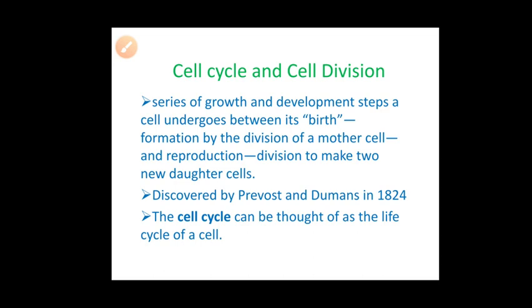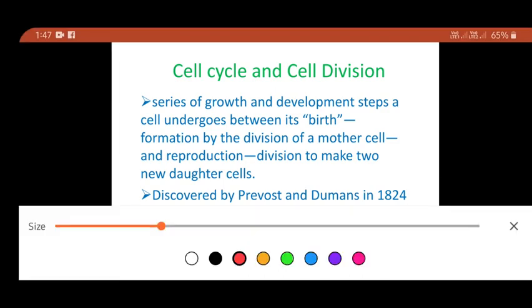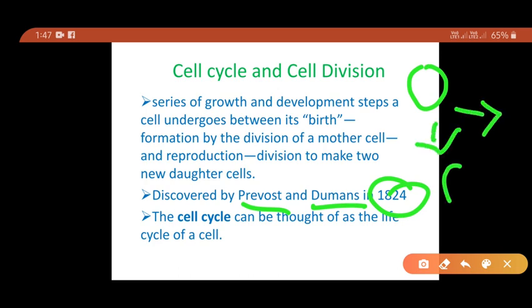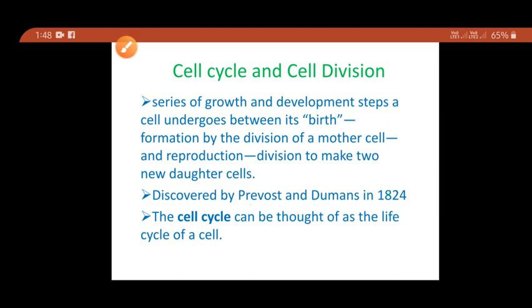And this process of dividing the cell is known as cell division, and cell division was first discovered by the scientists Prevost and Dumas in 1824. The basic idea of cell division is this: if this is the cell, then it divides into two cells. This is the cycle we are going to study, and the cell cycle can also be called the life cycle of the cell.